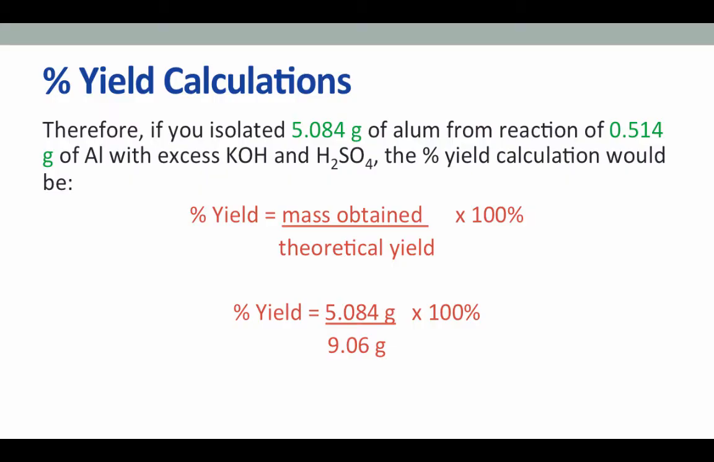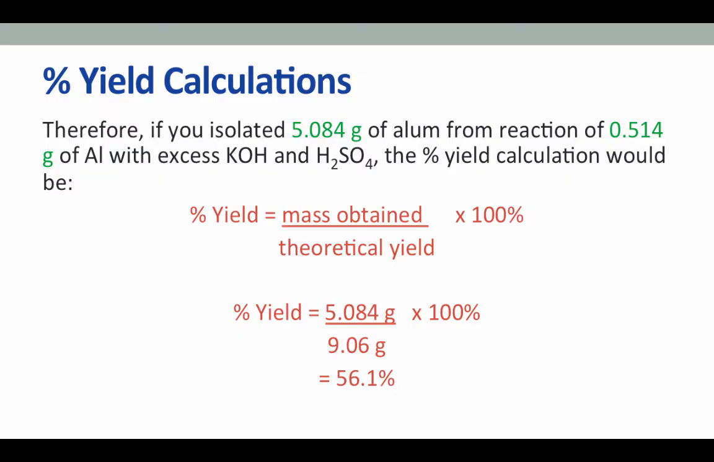So in a hypothetical situation, assume you isolated 5.084 grams of alum from your reaction when you began with this 0.514 grams of aluminum, keeping in mind that the aluminum is limiting because the potassium hydroxide and the sulfuric acid are in excess. So my mass obtained will be 5.084, and my theoretical yield I just calculated to be 9.06 grams. So 5.084 divided by 9.06 times 100% gives me 56.1% yield.